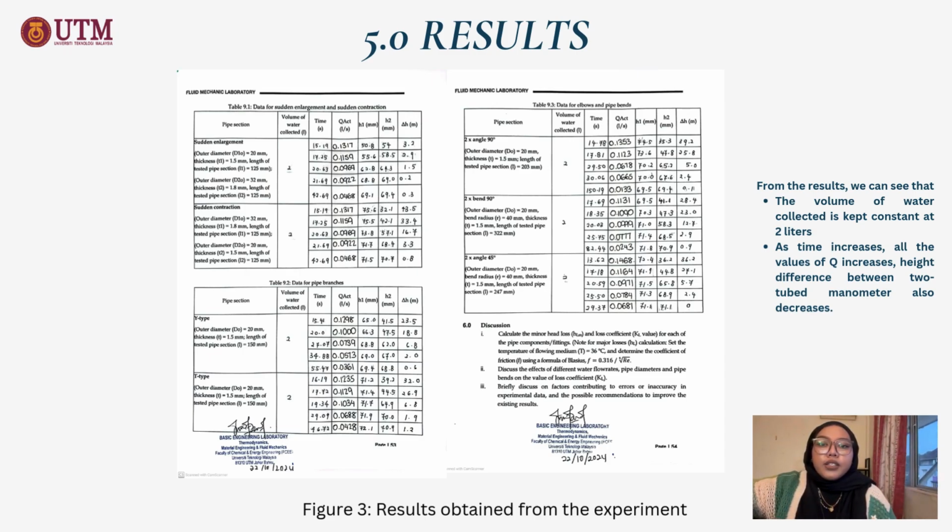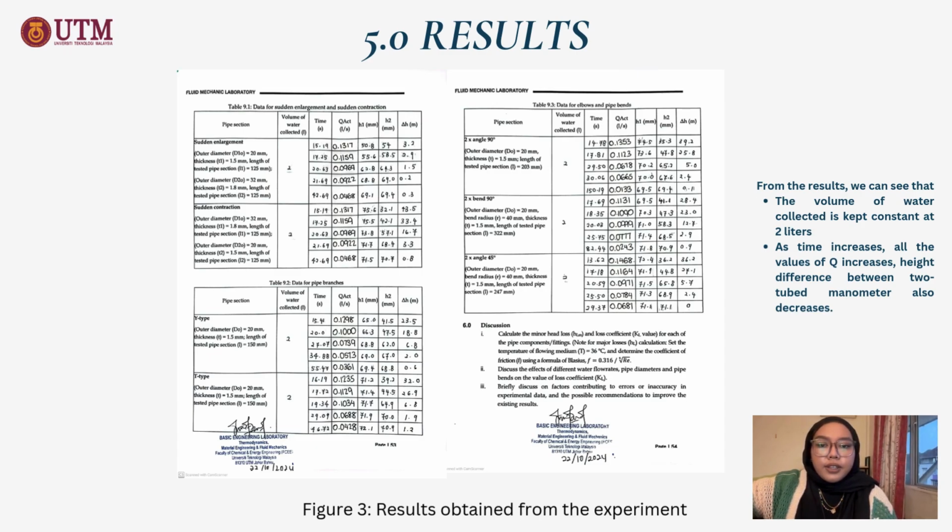Table number 1 is the data for sudden enlargement and sudden contraction. We're keeping the volume of water collected constant at 2, and then we're finding the time and the QX. QX is basically the volume of the water over the time taken. And then we calculate the H1 observed and H2, finding the difference of H.